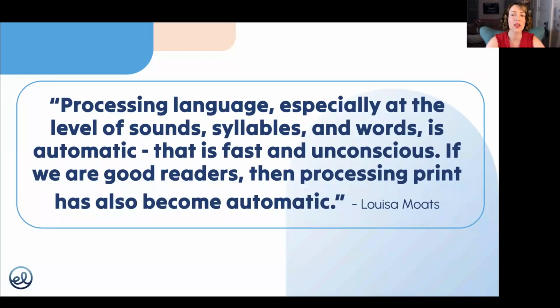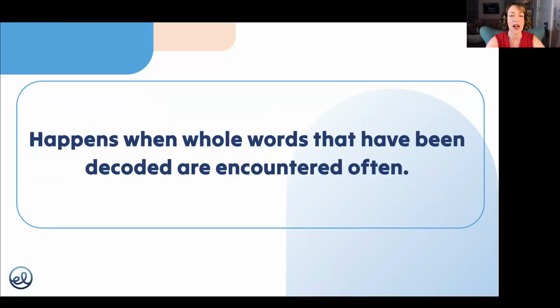If we're good readers, then processing print has also become automatic. And that's what fluency is. Fluency is knowing a word and being able to say it and being able to read it consistently in a sentence without sounding choppy. This happens when whole words have been decoded and they're encountered often. So exposure to text, exposure to reading is what has to happen in order for students to be fluent readers. This is a good thing because it's an easy fix.